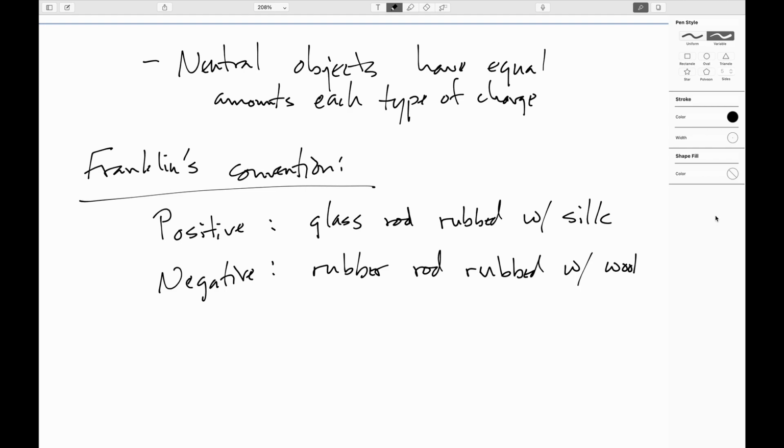So somebody's going to be unhappy with the choice, but this is the choice that Franklin made, and it is the choice that everyone uses to this day.